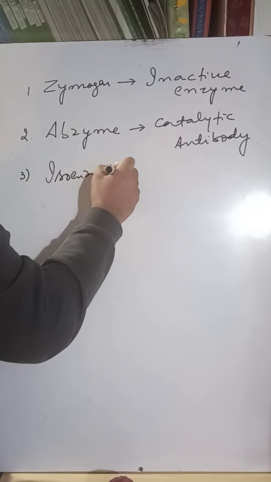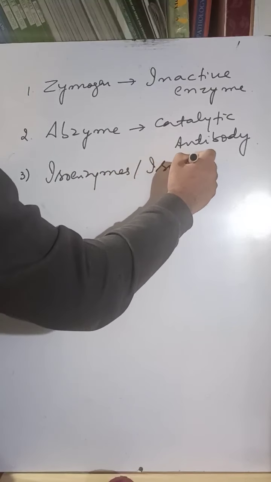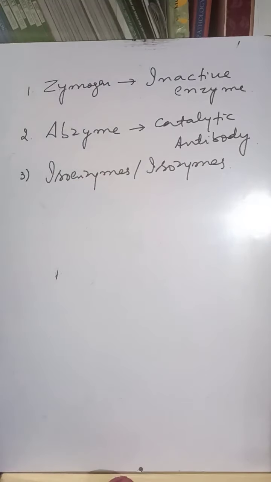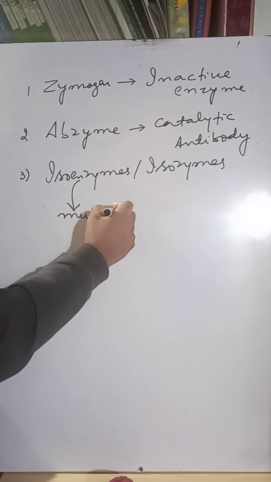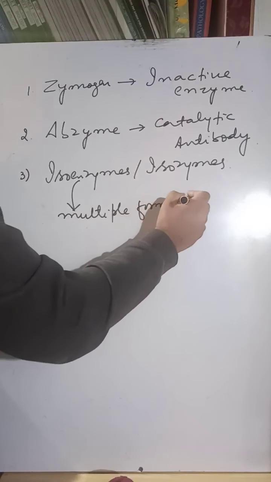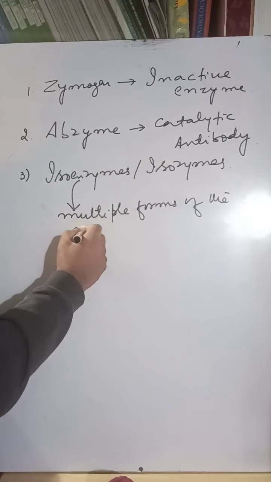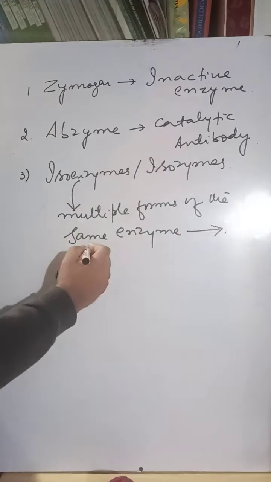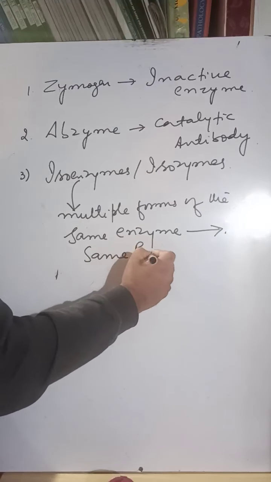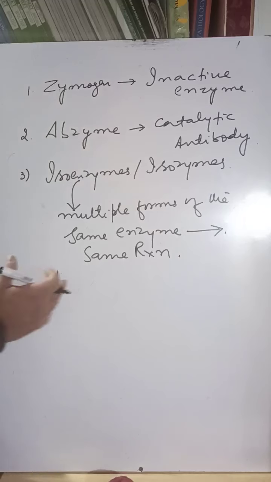isoenzymes or isozymes. Isoenzymes or isozymes, they are the multiple forms of the same enzyme catalyzing the same reaction. Multiple forms of the same enzyme catalyzing the same reaction may be present in different tissues. I will quote an example here. So isoenzymes or isozymes, what are they? They are the multiple, distinct forms of the same enzyme and catalyze the same reaction.